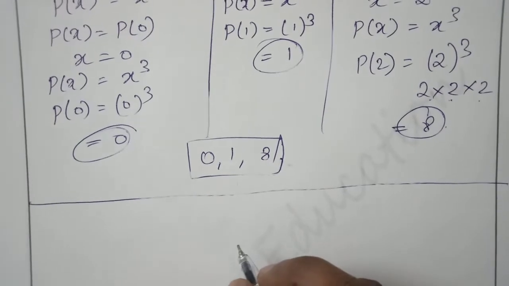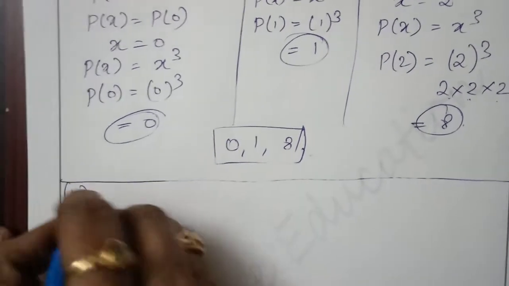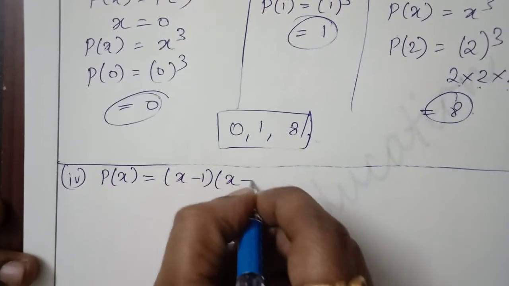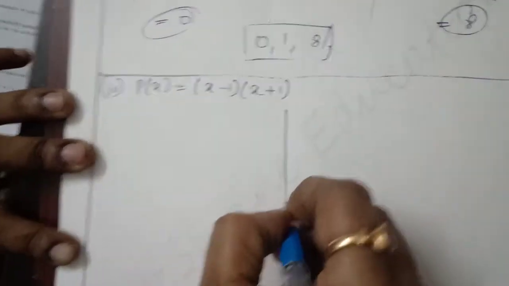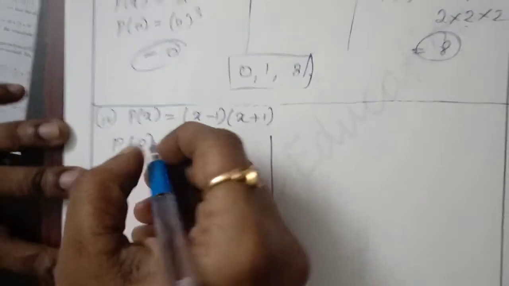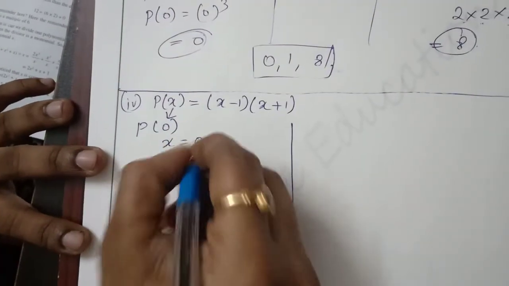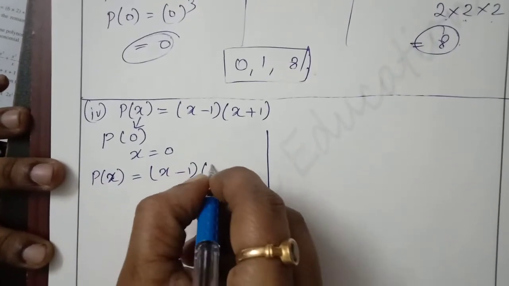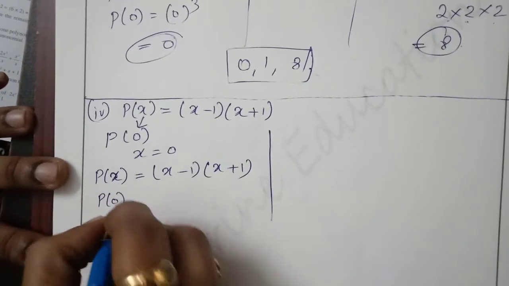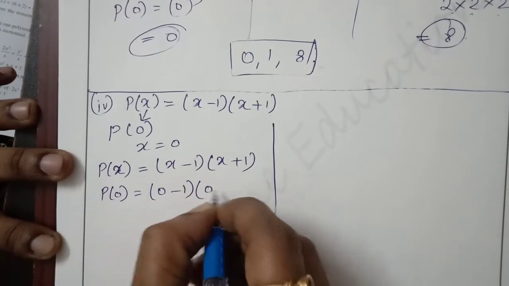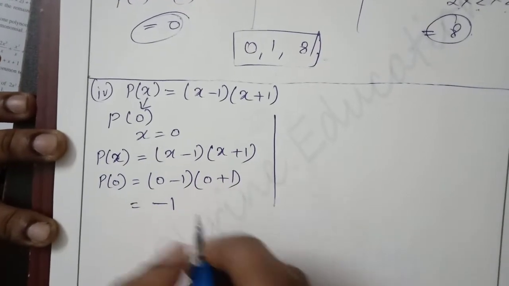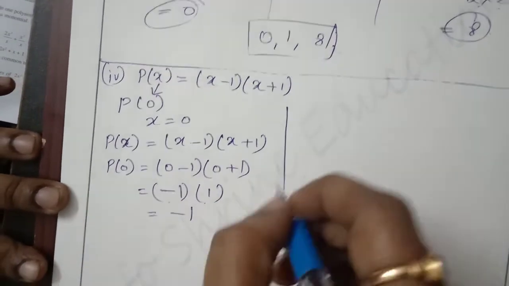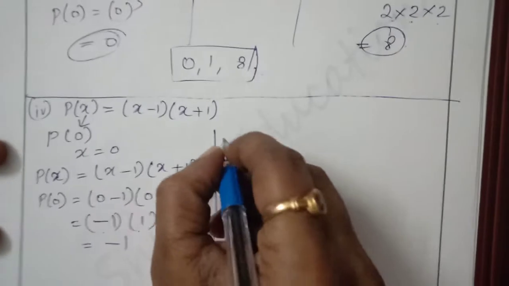Okay, the next sum, fourth one, we have P of x is equal to (x minus 1) into (x plus 1). So let's do it here. P of 0. P of 0, x is equal to 0. So P of x is equal to (x minus 1)(x plus 1). So P of 0 is equal to (0 minus 1)(0 plus 1). So it is minus 1 into plus 1. So minus 1 into plus 1 is what? Minus 1.